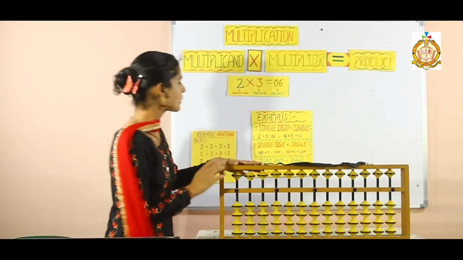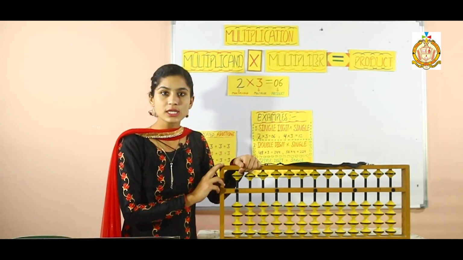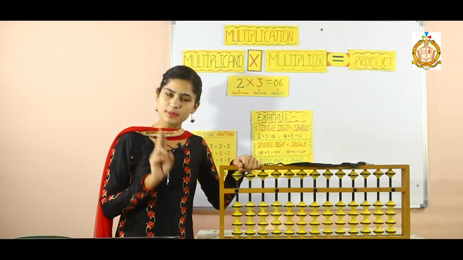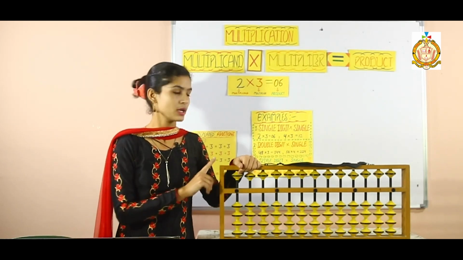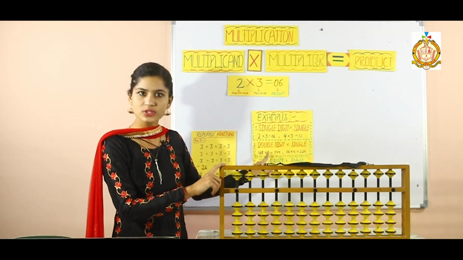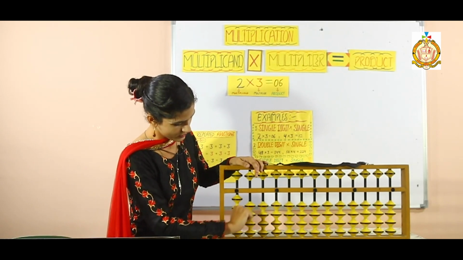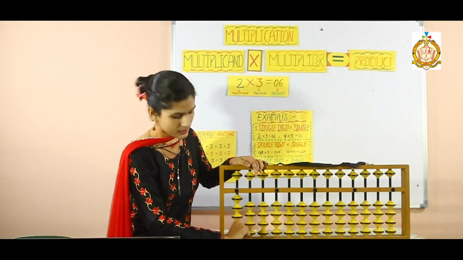Now it is clear. Now come to the second topic: double digit into single digit. It means our multiplicand will have 2 digits and the multiplier will have 1 digit. So 48 into 3. So add 48. 4 with the help of thumb and 8.